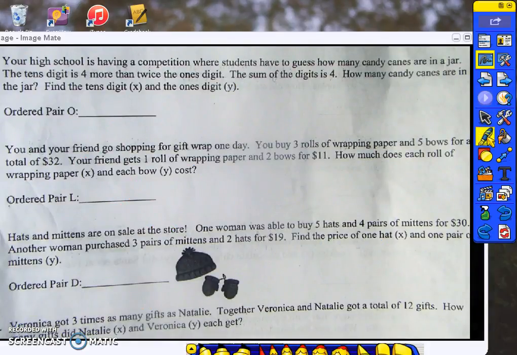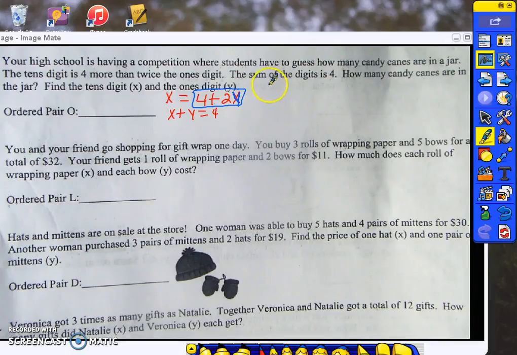Number 4, your high school is having a competition where students have to guess how many candy canes are in a jar. The tens digit, which is x, is 4 more than twice the ones digit. The sum of the digits is 4. x plus y is 4. How many candy canes are in the jar? So we're going to take what x is equal to, because it's already isolated, and we're going to plug that in to the other equation.